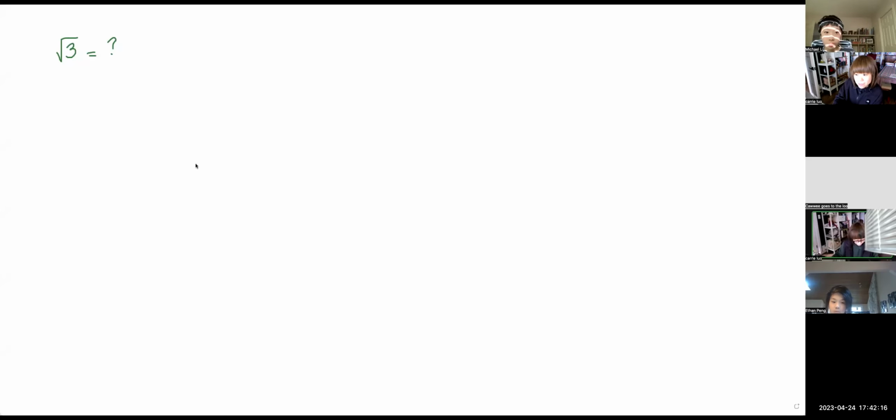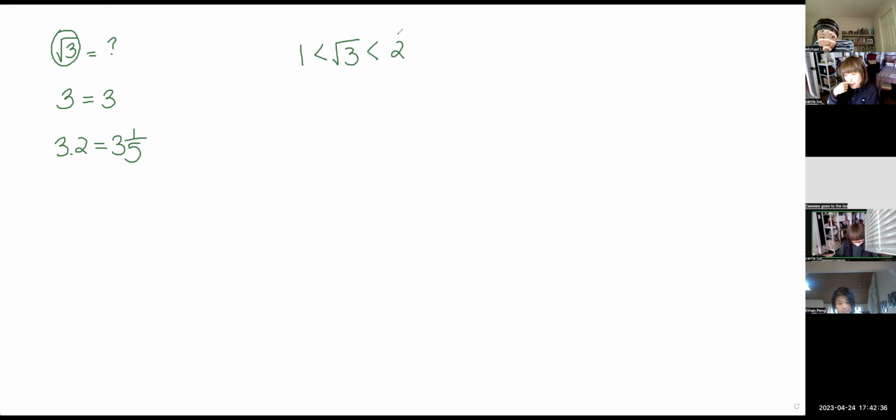Okay, so why I'm asking this question, Ethan, you know 3 is 3, right? So 3.2 is 3 and 1 over 5. So at least they have a number. So what does square root 3 represent? So let me just tell you. So square root 3, is it bigger than 1 and smaller than 2? Don't you think so? Why, Jasper?